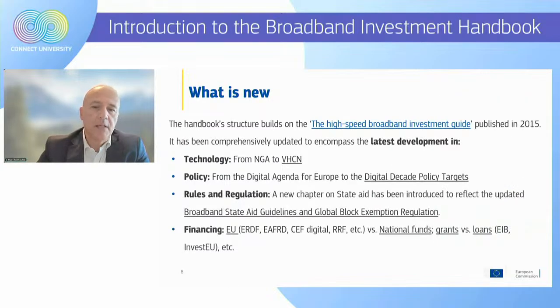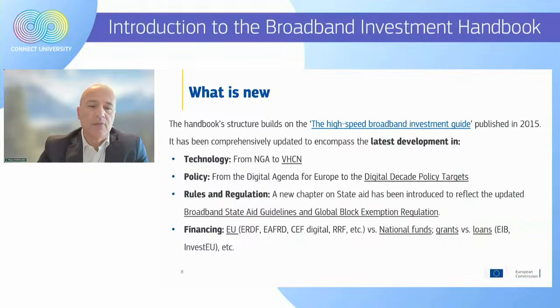As Guido said, this handbook builds on the high-speed broadband investment guide published in 2015, but many things have changed in these last 9 years. So there are substantial updates. In terms of technology, we move from the next generation access, that at the time was meant as at least 30 megabit, to very high capacity networks. That means 1 gigabit networks. And this is of course reflected also in the change in terms of policy.